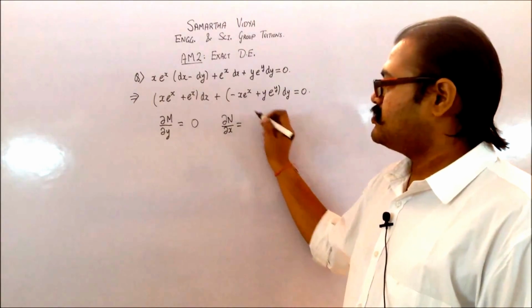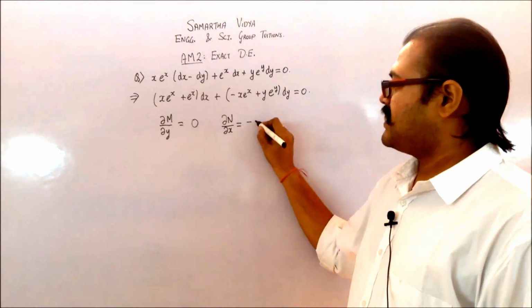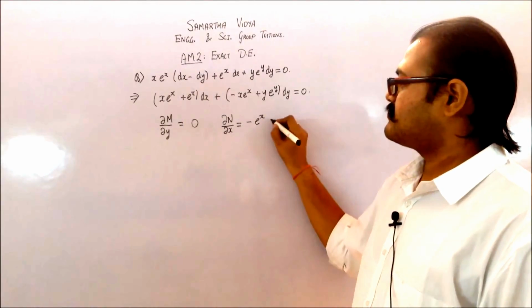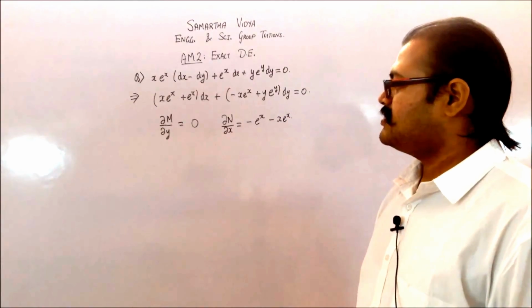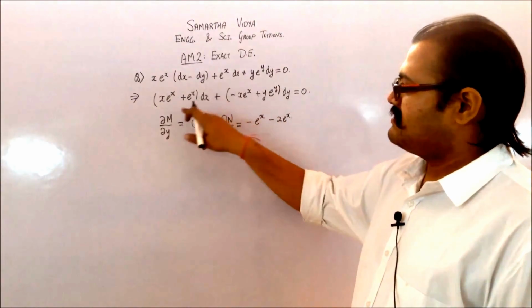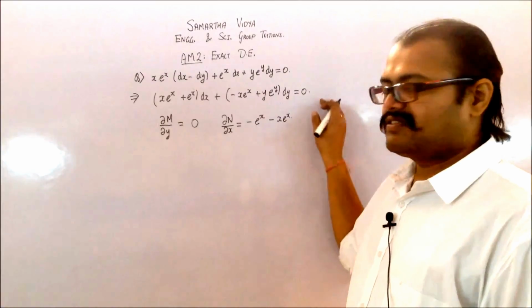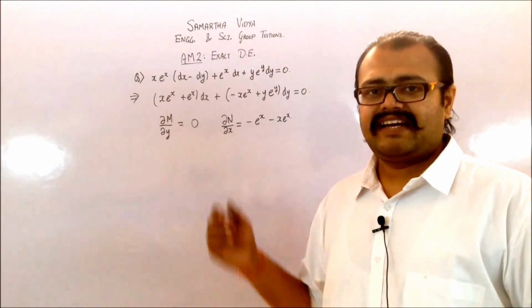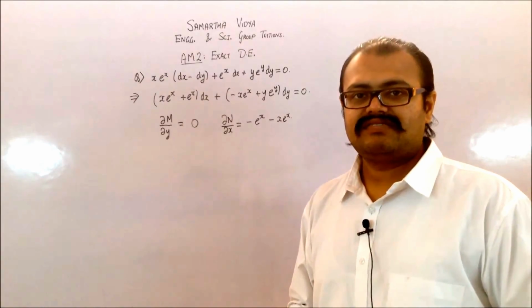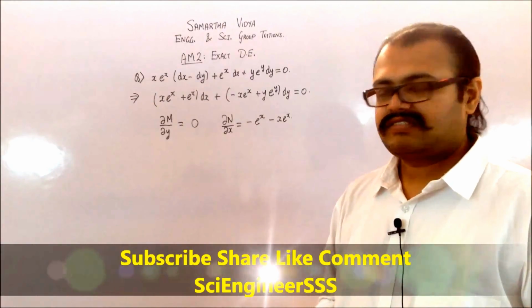So you will be having a UV rule over here, so that's going to be minus e raised to x minus x e raised to x. So now you can see from the differential equation it is not fitting the last two rules. So it can be either the first rule or the second rule. So let us go and check for the first rule.